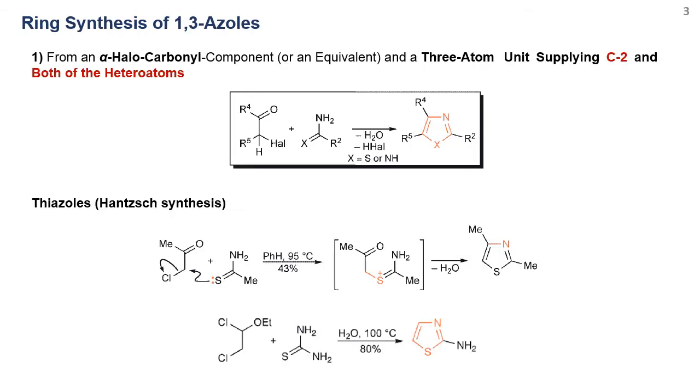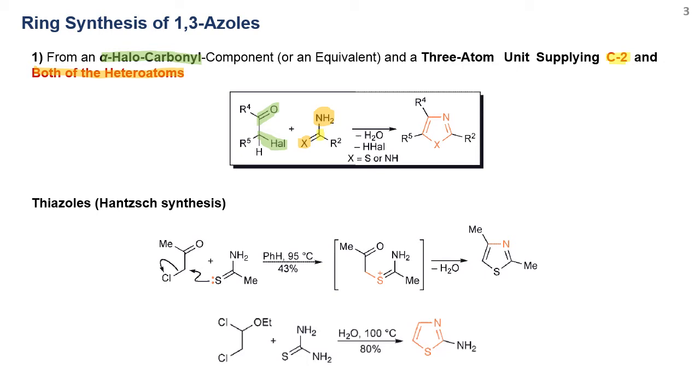The most common strategy for synthesizing 1,3 azoles is to start from the alpha halocarbonyl compound, which will provide two electrophilic sites. The first one is the alpha halo position, and the other one is the carbonyl group. The other species is a 3 atom unit supplying a C2 and 2 heteroatoms, which are both nucleophilic. So these can react with the first component in order to form 1,3 azoles.